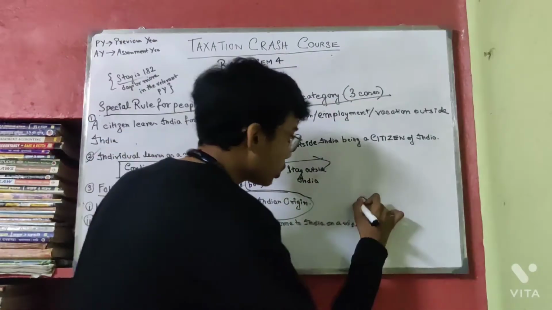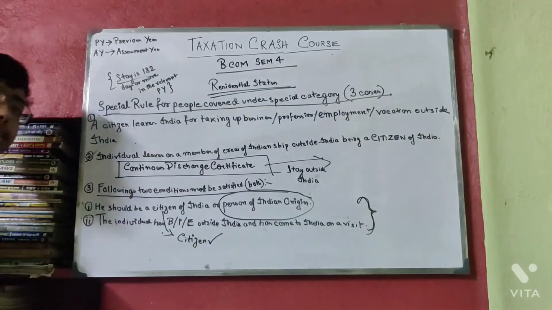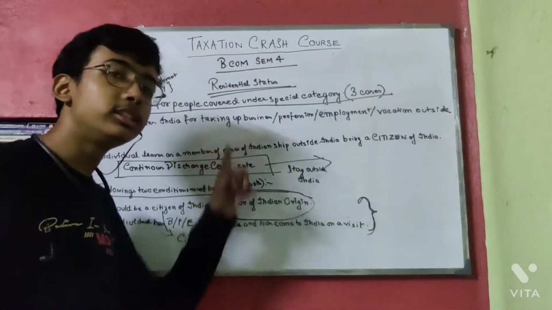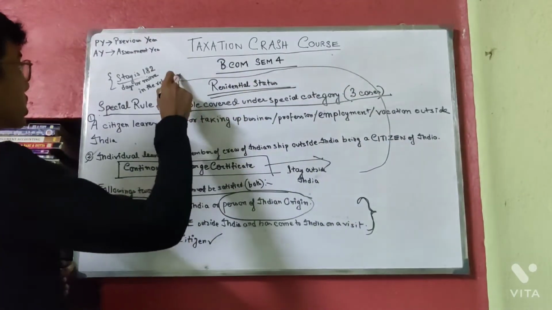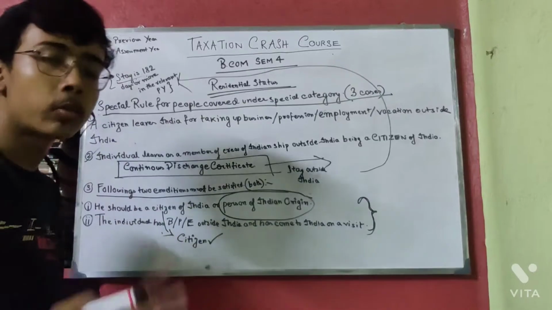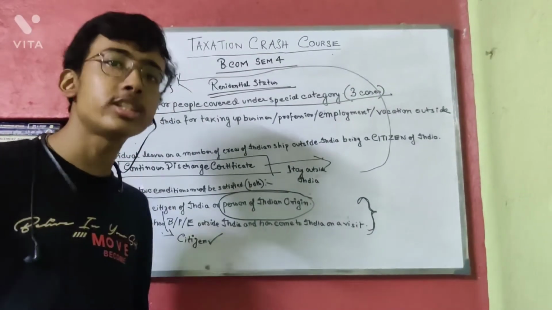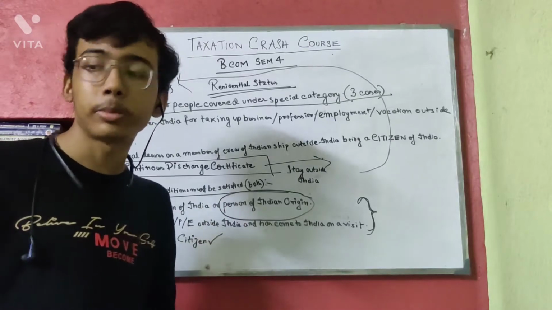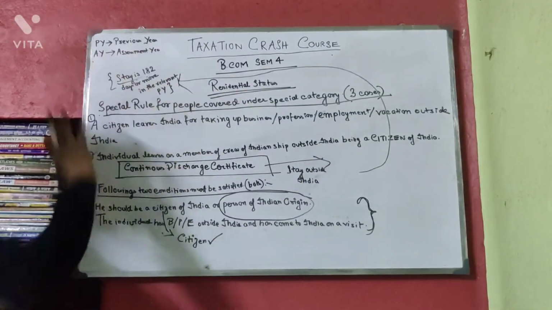You remember both these conditions have to be satisfied, and you have to remember these 3 conditions. These are very important. These 3 conditions have a common point, which is that the stay in India should be 182 days or more in the relevant previous year, in which he arrives in India or in which he is staying in India. I am writing PY as previous year, and assessment year will be written as AY. Okay, let's move to the next part.